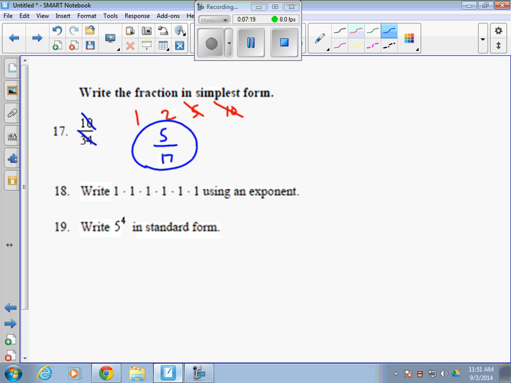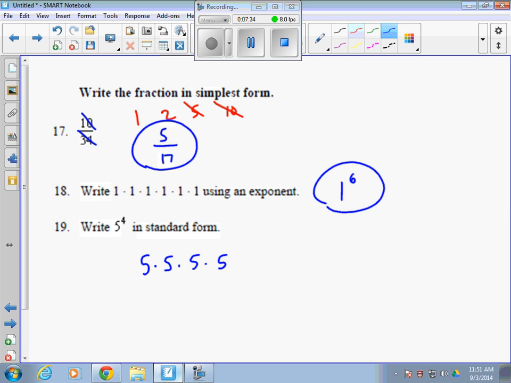5 over 17. Number 18 says write 1 times 1 times 1 times 1 times 1 times 1, 6 of them, using an exponent. 1 to the 6th power. Then it says write 5 to the 4th power in standard form, which would mean 5 times itself 4 times.